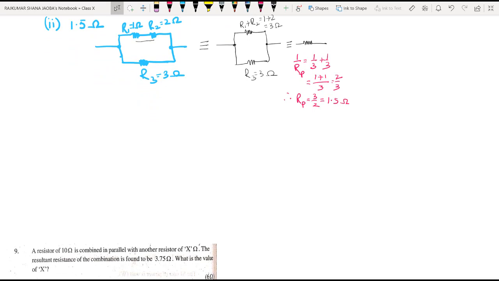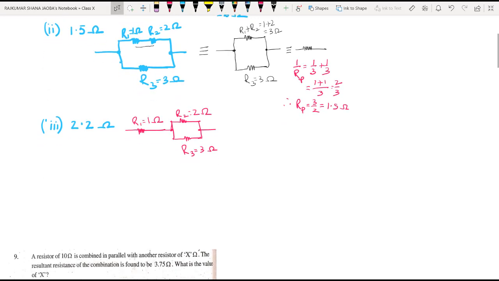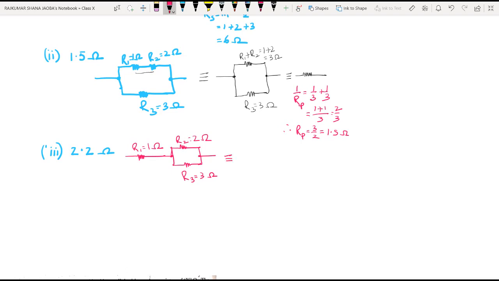Then next is 2.2 ohms. Resistance R1 equal to 1 ohm, R2 equal to 2 ohms, R3 equal to 3 ohms. So this is 1 ohm.